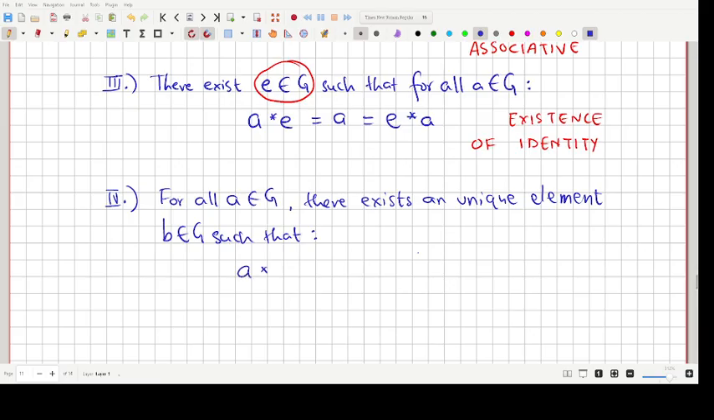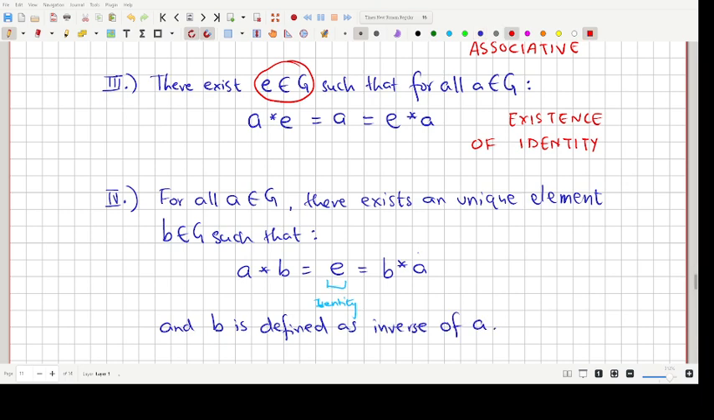A star B is going to be equal to E, and B star A is also going to be equal to E, right? So E is, as we had previously seen, the identity element. A star B is going to be equal to the identity element, and B star A is going to be the identity element. And B is defined as the inverse of A.